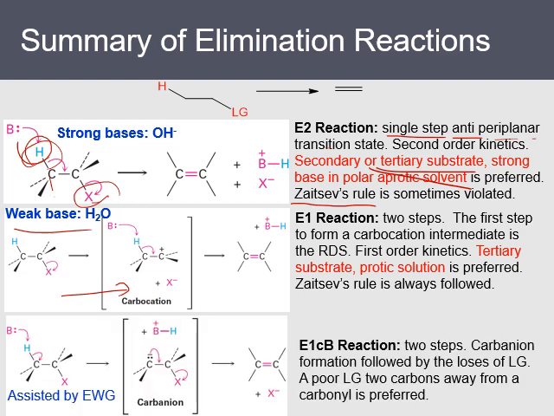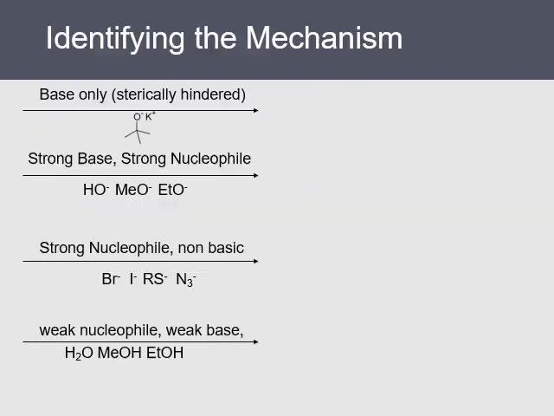The E1CB reaction mechanism is the least common mechanism in elimination reactions. This happens in two steps. The first step forms a carbanion. Because a carbanion is very unstable, the molecules usually contain an electron withdrawing group to stabilize the intermediate. So far we have seen that SN1, SN2, E1, and E2 compete with each other.